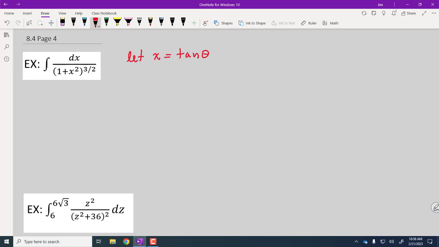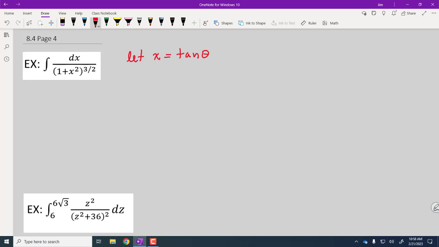Do we recognize that we couldn't integrate this directly? If this was a 1 plus x and not a 1 plus x squared, we could integrate it directly. Then we could just do the 1 plus x to the negative 3/2, add 1 to the exponent, divide by the new exponent, and do a reverse chain rule if possible. But we can't do that here, because this is not linear.